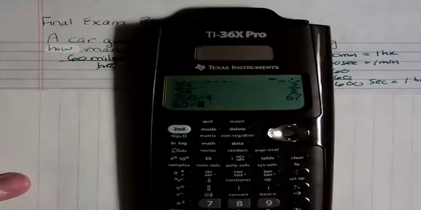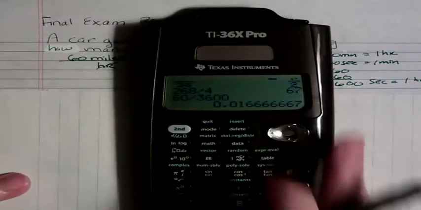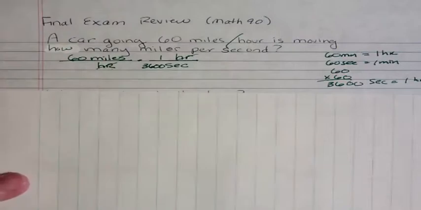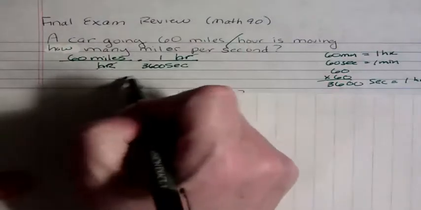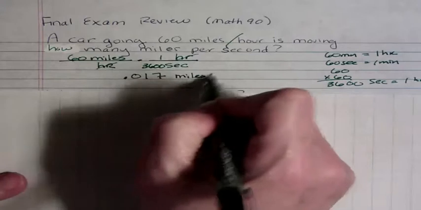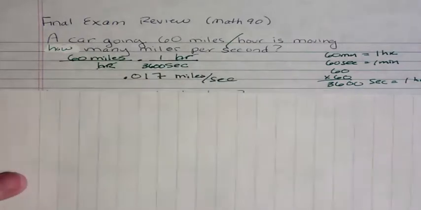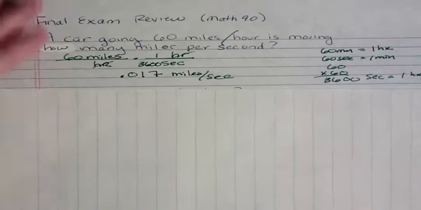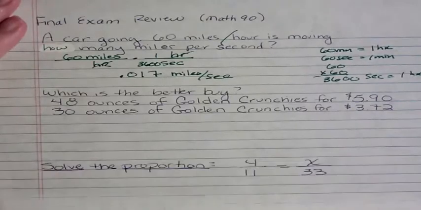And then I have to do 60 divided by 3,600. And that's 0.016. I'm going to round that to 0.017 miles per second. All right, so it doesn't tell us as much as 60 miles per hour. We're used to that. All right, three more.